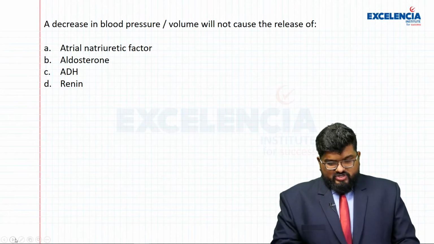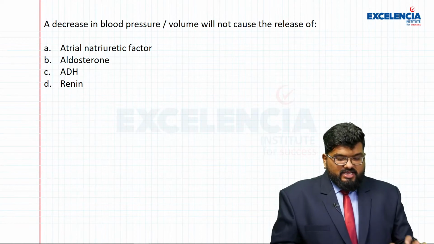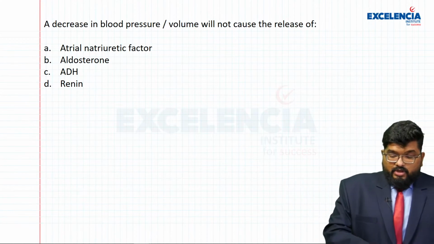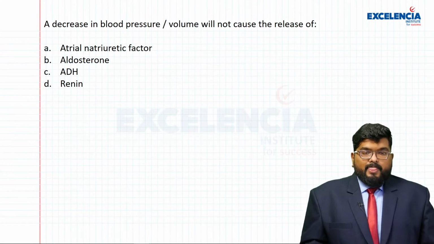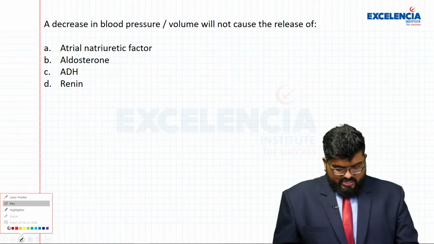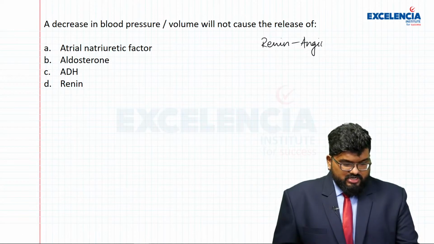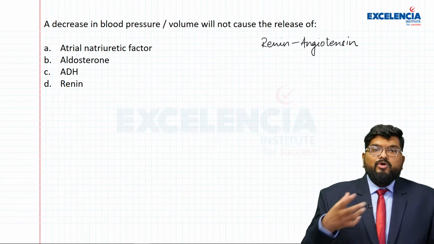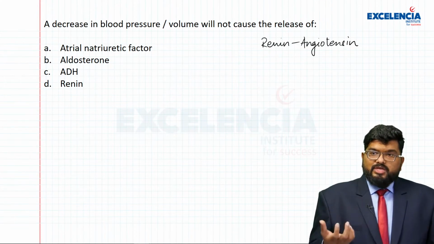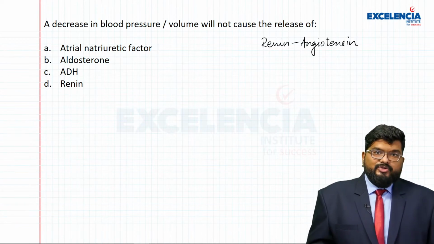So the first question is: the decrease in blood pressure or volume will not cause the release of what? Atrial natriuretic factor, aldosterone, ADH, and renin. Now, to understand this, we need to understand the renin-angiotensin mechanism. Renin-angiotensin mechanism is responsible for increasing the volume of the glomerular filtrate, or increasing the urine formation, to increase the GFR.